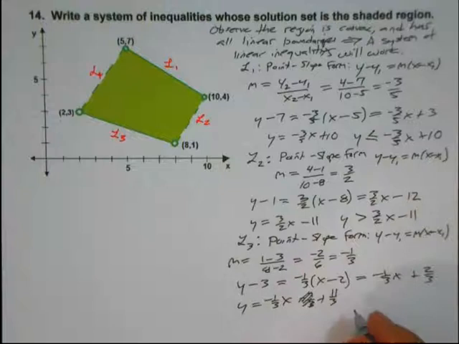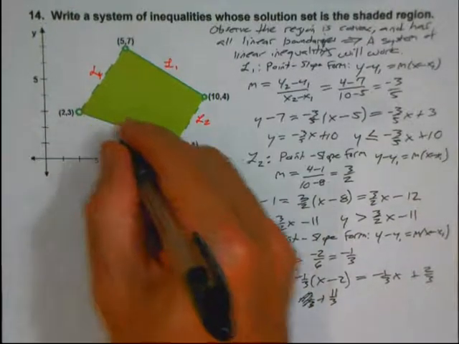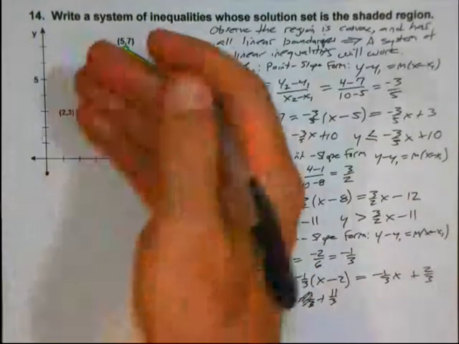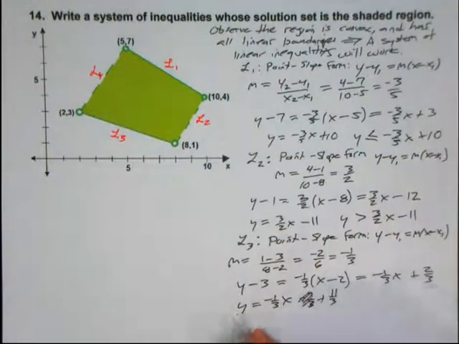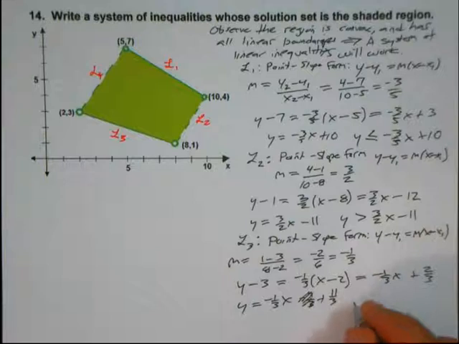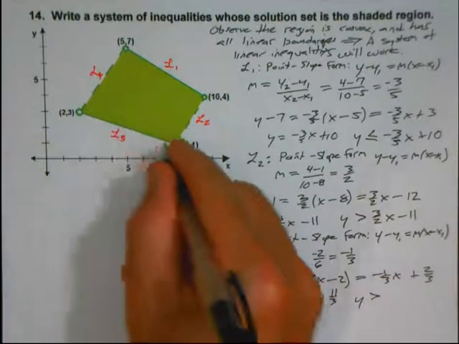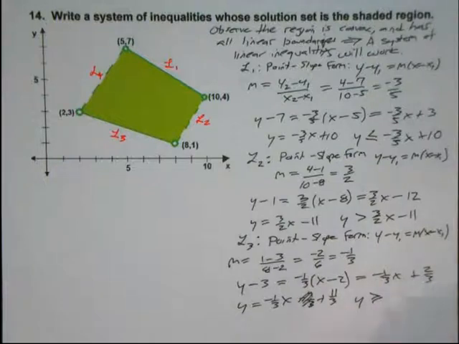Okay, now as far as L3 goes, what about the inequality that we need here? Alright, we need to be above the line in this case, so this leads us to y greater than or equal to negative 1/3 x plus 11/3. It's a solid line. Okay, let's go to L4.